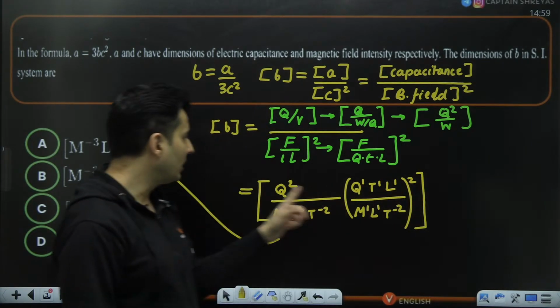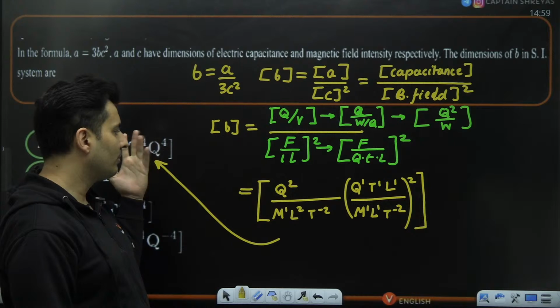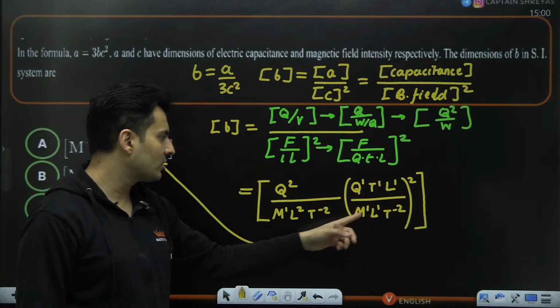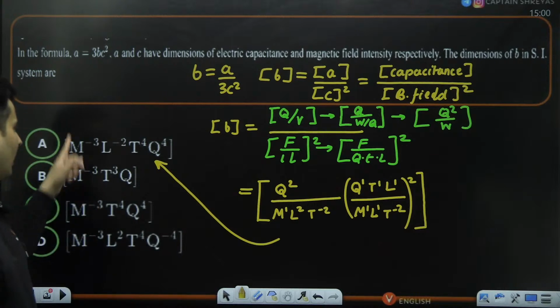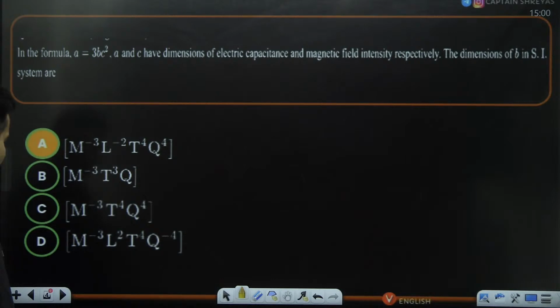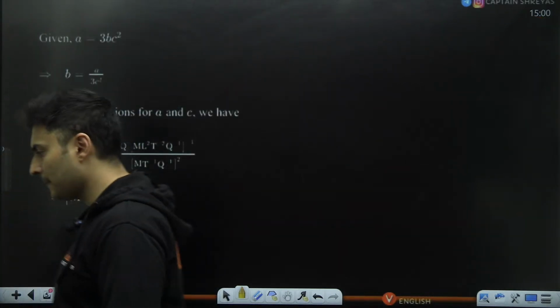So Q raised to 2 into Q raised to 2 will be Q raised to 4. Perfect. Okay. So M raised to minus 2, M raised to minus 1 will make it M raised to minus 3. Yes, it is matching. So definitely it is going to be option A. Okay, directly you can get the answer.